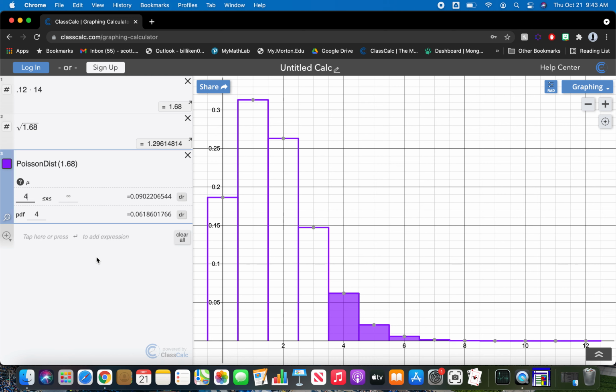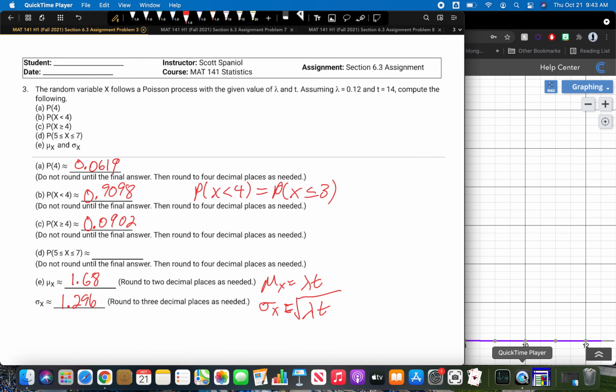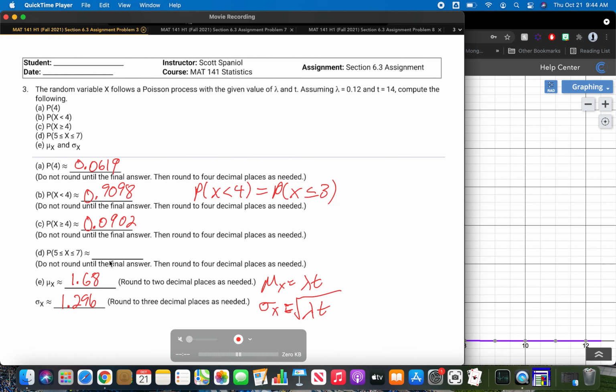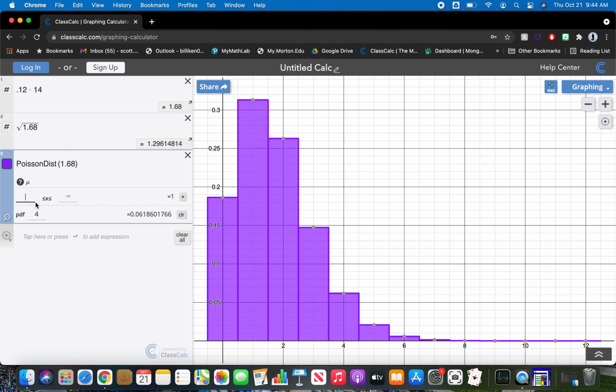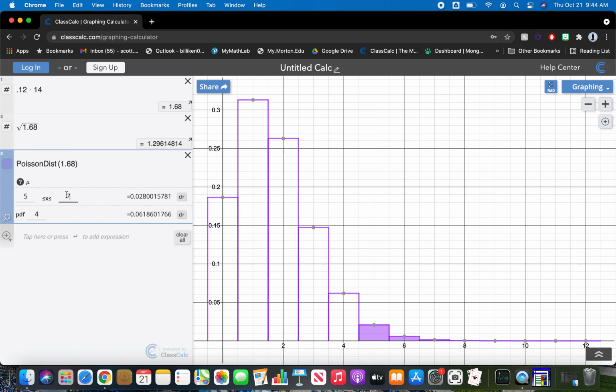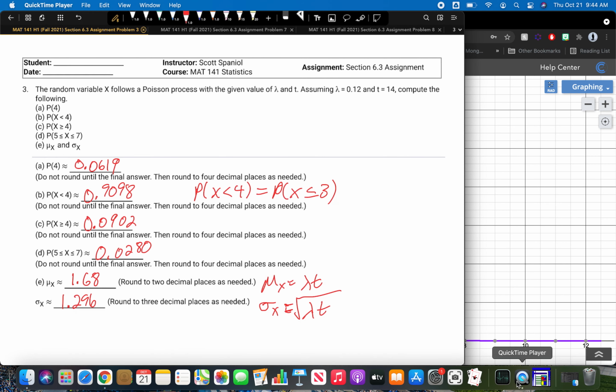0.0902. And then last but not least, we're doing between 5 and 7. So that one's really easy to put in because we're going to put in exactly what it says into the calculator. So 5 is less than or equal to x, which is less than or equal to 7. That gives us these 3 bars, which is 0.0280 is our probability. Okay, so that's a nice problem that's just asking you to use what's in the video lecture and the notes without any application to it. Right? It's just plugging numbers into Poisson.